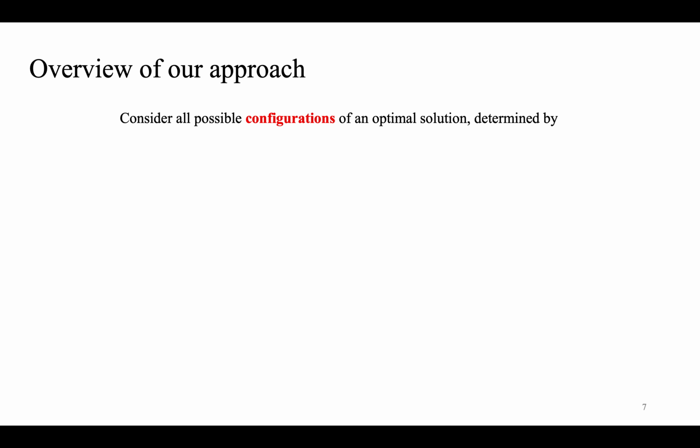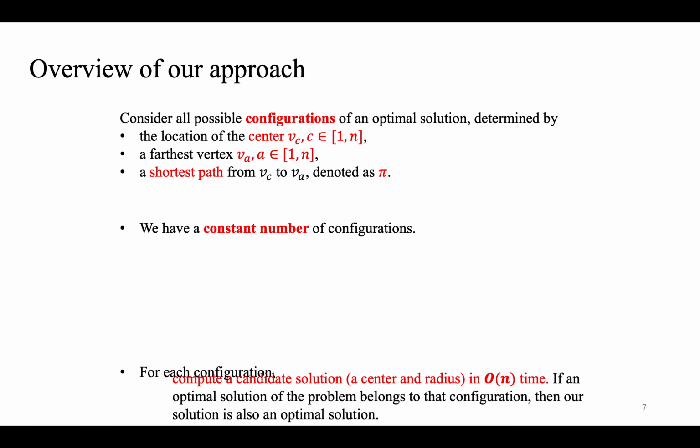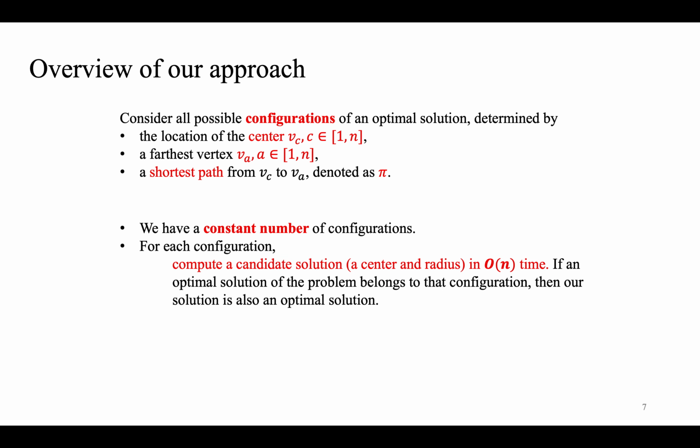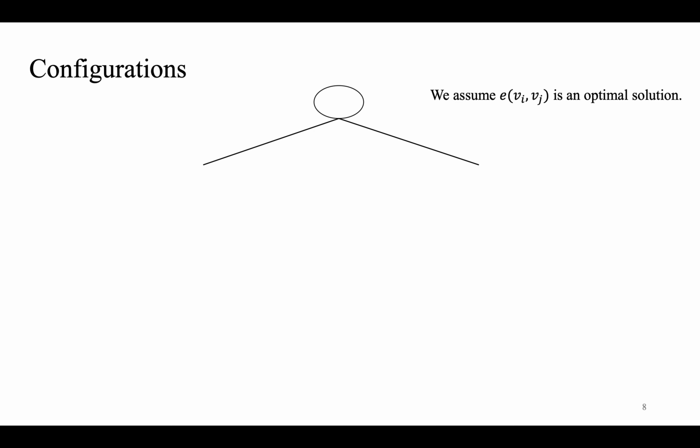In our approach, we consider all possible configurations of an optimal solution, which is determined by the location of the center Vc, the farthest vertex Va, where a is the index, and the shortest path between Vc and Va, which is denoted as pi. We would have a constant number of configurations. For each configuration, we compute a candidate solution in linear time such that if an optimal solution belongs to that configuration, then the candidate solution is also an optimal solution. In the end, among the constant number of candidate solutions, we return the one with the minimum radius as the optimal solution. Next, I will show you how configurations are partitioned.